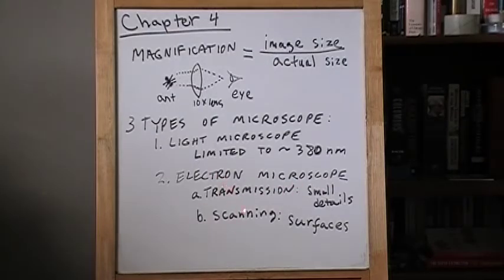And there are 2 kinds of electron microscope. There's the transmission electron microscope, which sends the electrons through a very thin section of the specimen, and that forms an image, and it's good for seeing small details. The other kind is called the scanning electron microscope, and in that case the specimen is coated with gold or some other metal that reflects the electrons off the surface, and so it's good for observing surfaces.